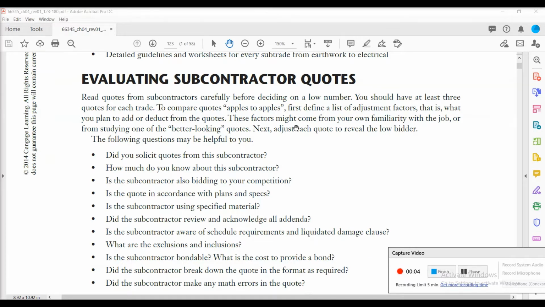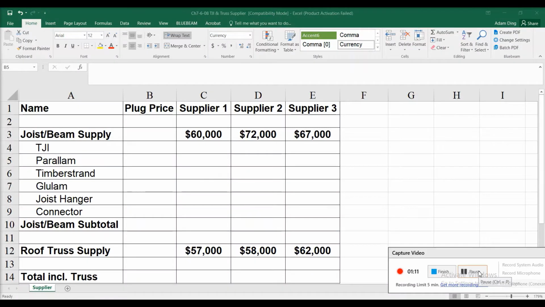Today we're going to talk about the evaluation of the quotes from the subtrades. In the first example, we're going to look at some quotes from the suppliers. They're supplying pre-engineered materials, including the joist and the trusses. What we should do is always to define a list of adjustment factors for our evaluation.